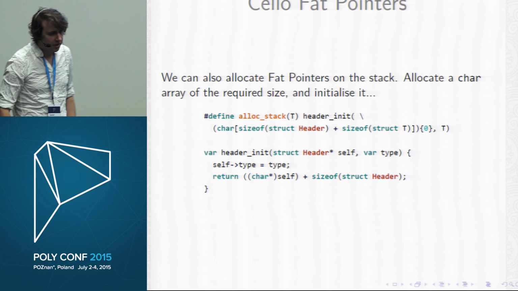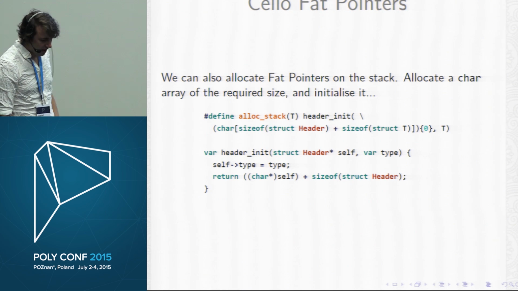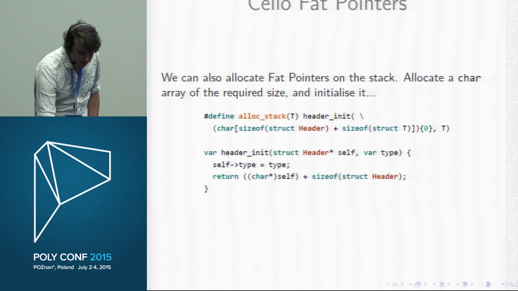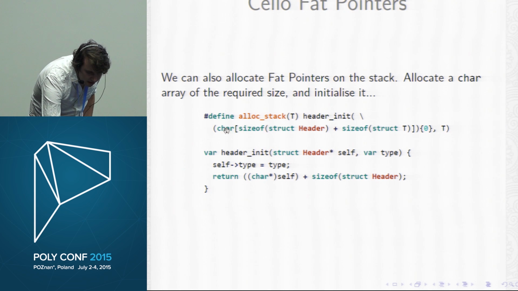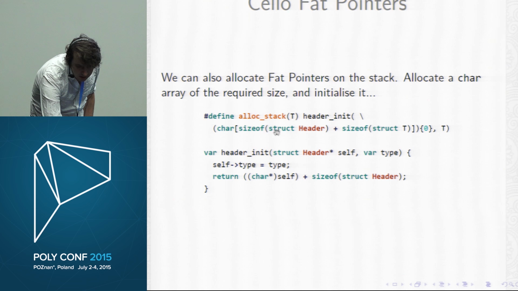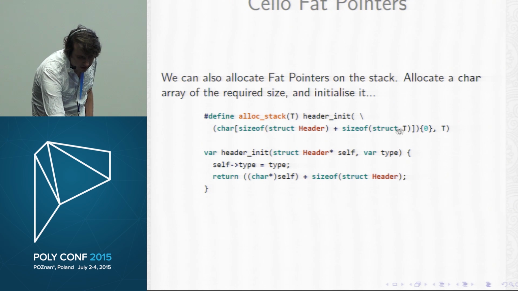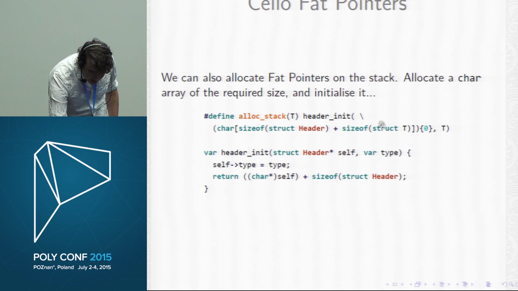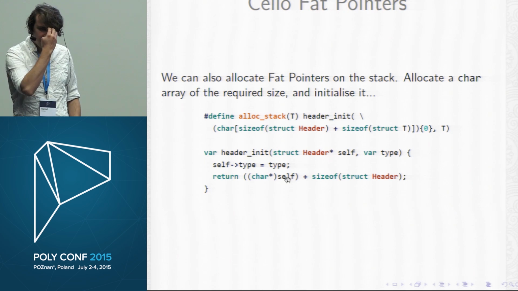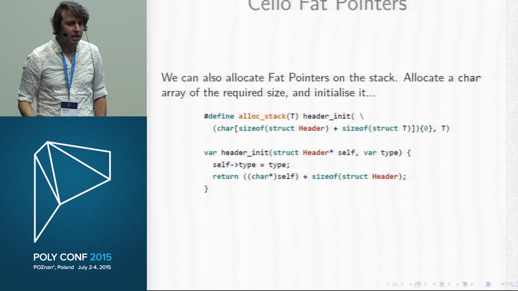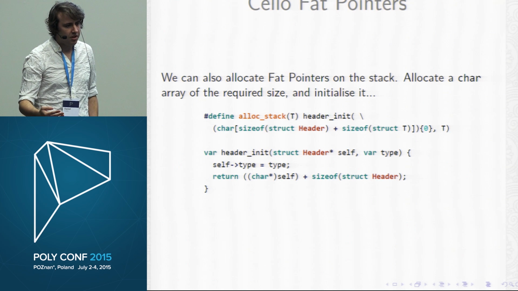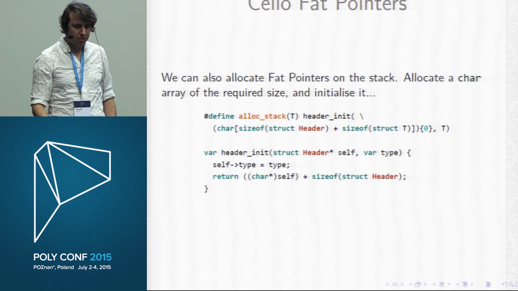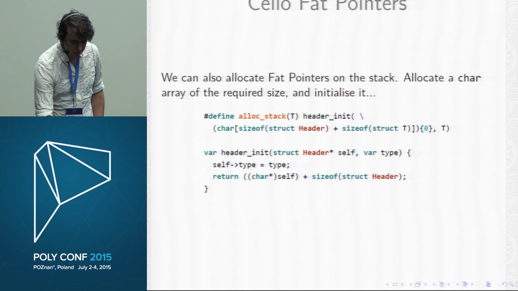So we can also do it on the stack. We can also allocate these fat pointers on the stack. So we just allocate an array of characters, which is the size of the header plus the size of whatever structure we want to allocate. And then we pass it to this header init function, which just sets the type and adds this offset. So this is kind of useful because now we can have these fat pointers, but they're living on the stack, so they're going to get cleaned up automatically when the function ends.